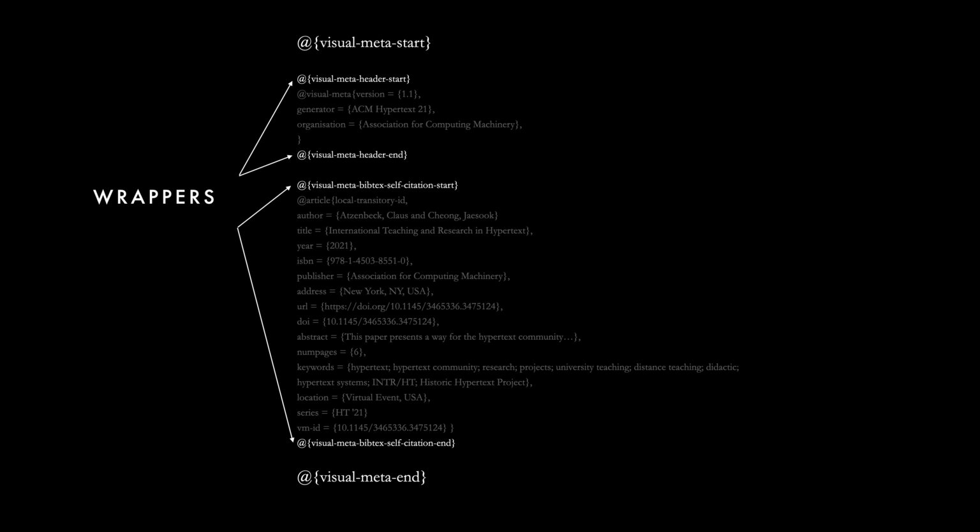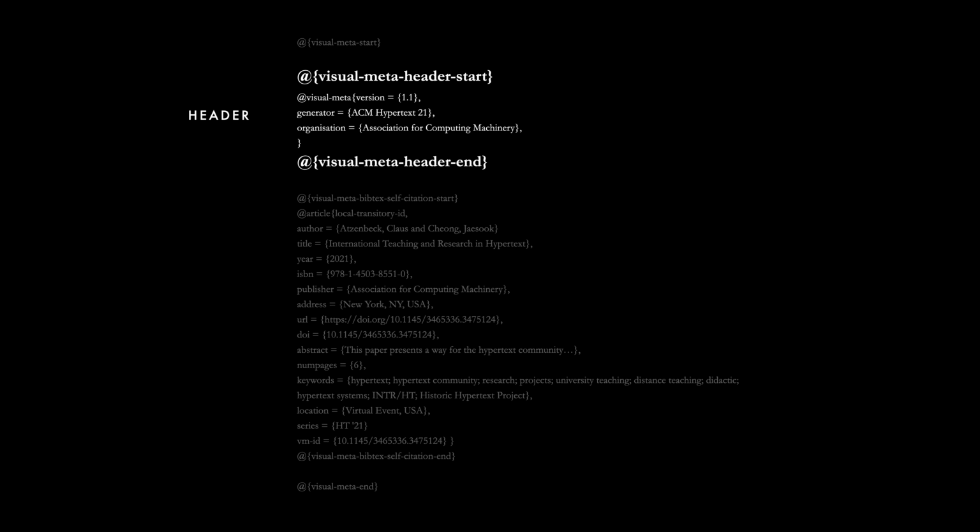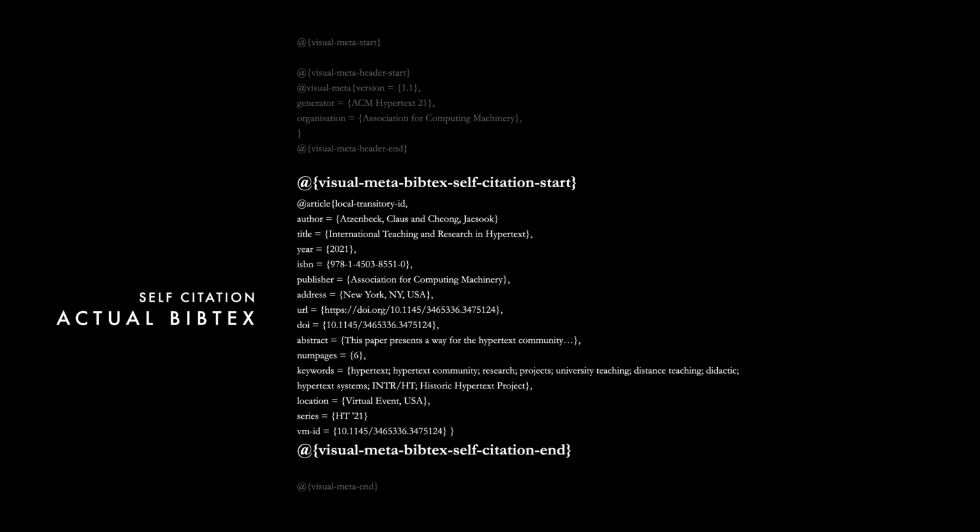Inside that, we have wrappers. We have a header that says what version of visual meta it is, and today we have version 1.1. 1.0 is what we've been doing all the testing with, and in the last few months, an incredible team that you will be introduced to at the end has managed to put a .1 at the end of it. This bit is just the actual BibTeX that you would find on the download page of an academic document. 100% normal.